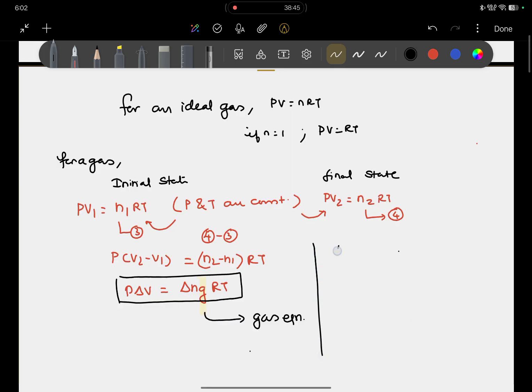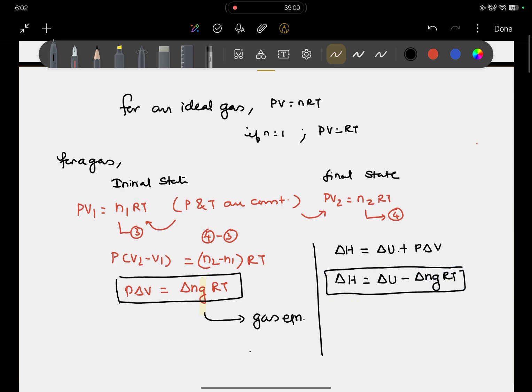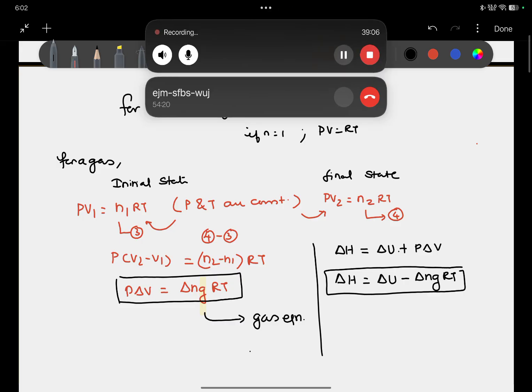Now you apply this to the delta H. We know delta H is equal to delta U plus P delta V. So delta H is equal to delta U plus delta n_g RT. Please copy. This is a very, very important concept.